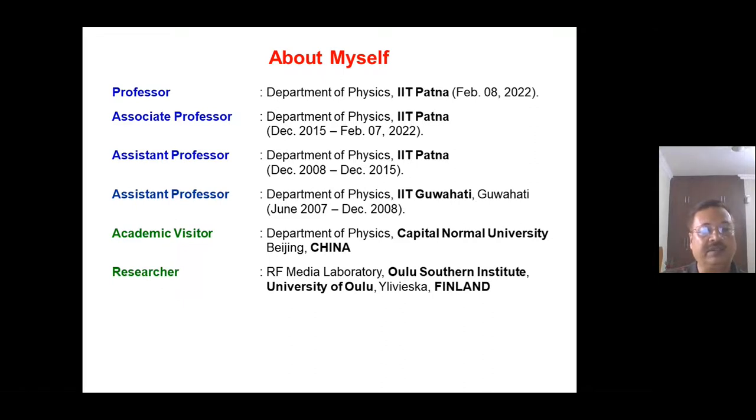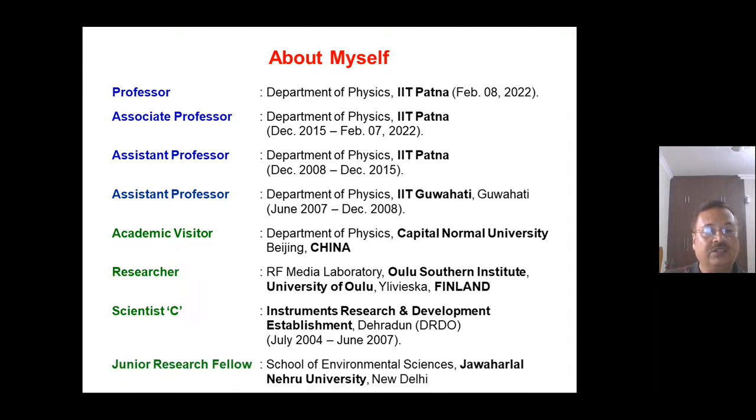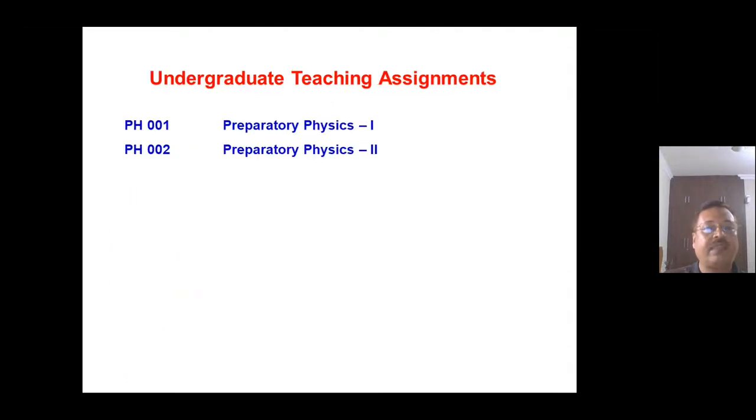I have been academic visitor to Capital Normal University of China. I have been a visiting researcher to Oulu Southern Institute, University of Oulu, Finland. Prior to joining academics, I was a scientist at Instrument Research Development and Establishment, Dehradun, one of the DRDO laboratories. And prior to that, I have served as junior research fellow for 1 year at the School of Environmental Sciences, JNU.